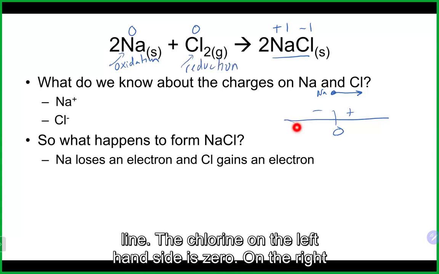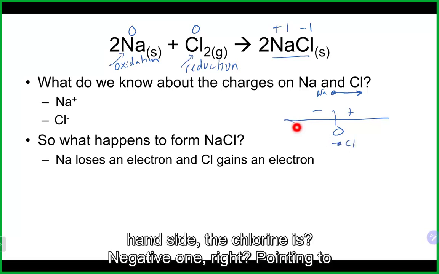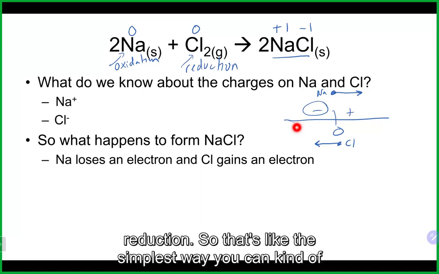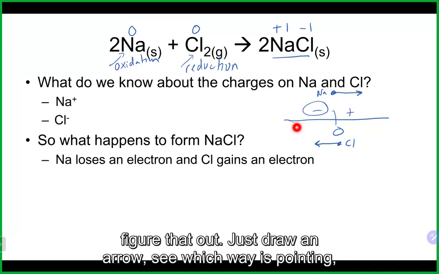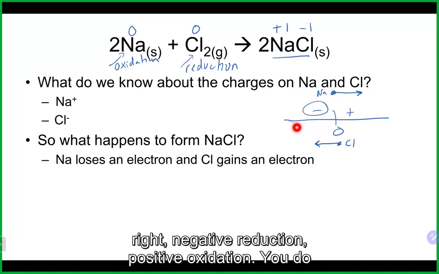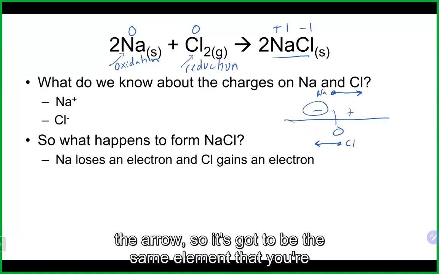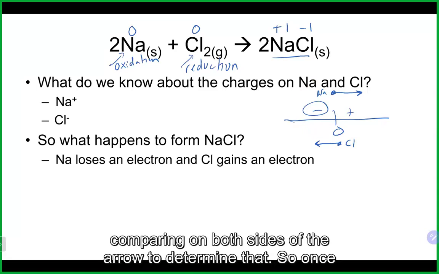We could verify that by also going to the number line. The chlorine on the left-hand side is 0. On the right-hand side, the chlorine is -1, right? Pointing to the negative side, becoming more negative, and it is going through reduction. So that's like the simplest way you could figure that out. Just draw an arrow, see which way it's pointing. Negative reduction, positive oxidation. You do obviously need to compare the same element on both sides of the arrow. So it's got to be the same element that you're comparing on both sides of the arrow to determine that.